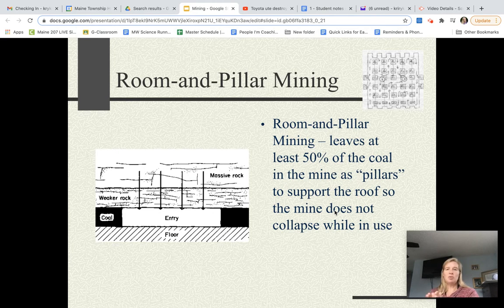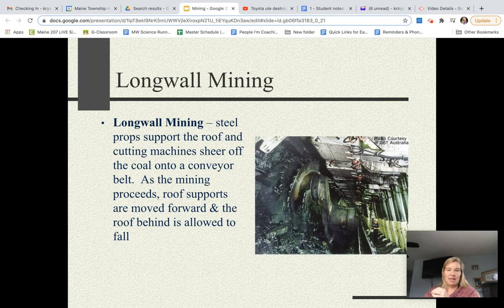There are different types. You don't really need to know about these different types, but there's room and pillar mining, longwall mining, and in situ mining, where they use different solutions. In room and pillar, they leave about half of the material as pillars, literally there to hold up the ceiling above them. They dig, and that's what this grid pattern is showing, and they leave about half of it in place. You don't need to know all about room and pillar mining, but just realize that's a type of subsurface mining.